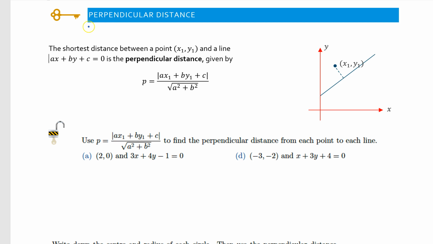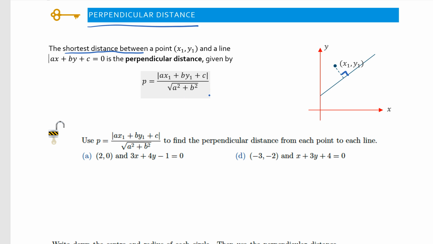Hello mathematicians, we're now going to have a look at the perpendicular distance formula. What the perpendicular distance formula does is that it gives you the perpendicular distance from a point to a straight line. And the perpendicular distance is always the shortest distance between a point and a line, and that's how it's often phrased. Now the formula is given here.